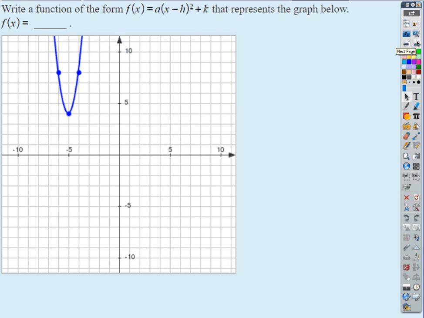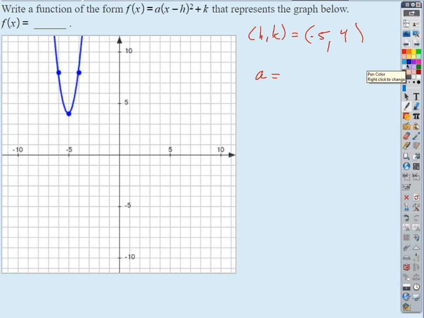What if I want to reverse that and I want to write a function in this form? Okay, so that means I just need to plug in values for a, h, and k. So what's h and k? -5, +4. Okay? And then I need a. Is it 4? Okay. It is. It's 4, but how come? So we got to think about why. Here's a way to think about this.